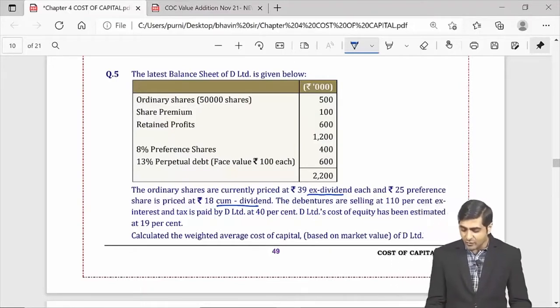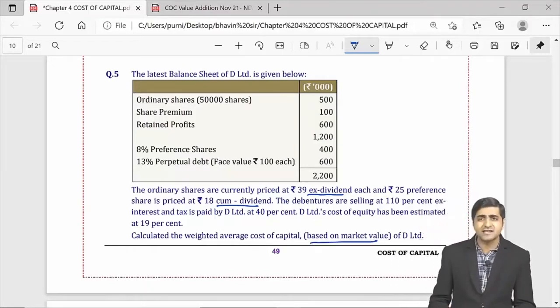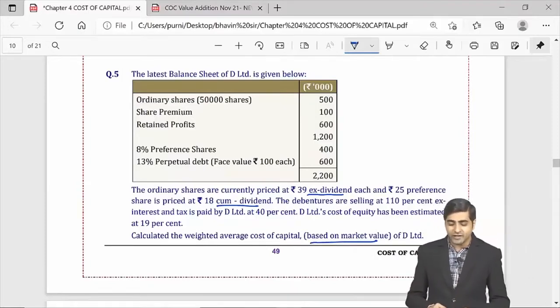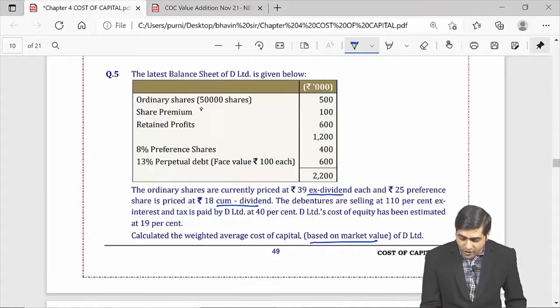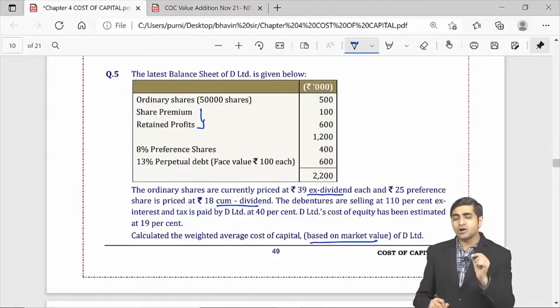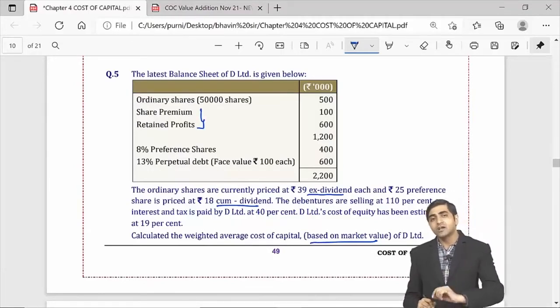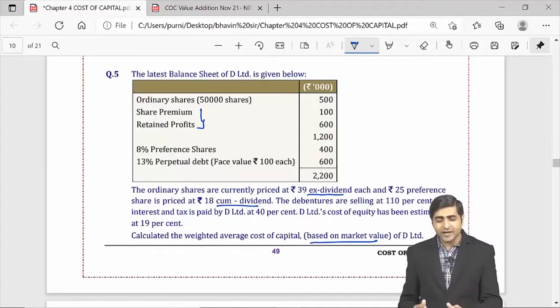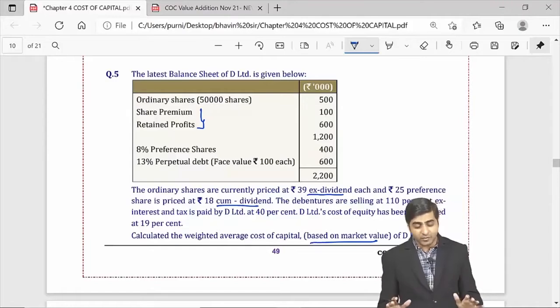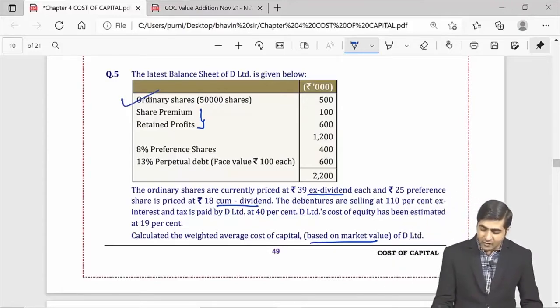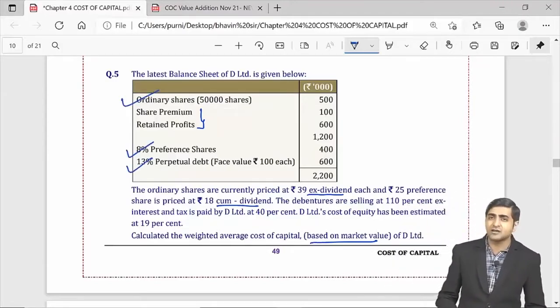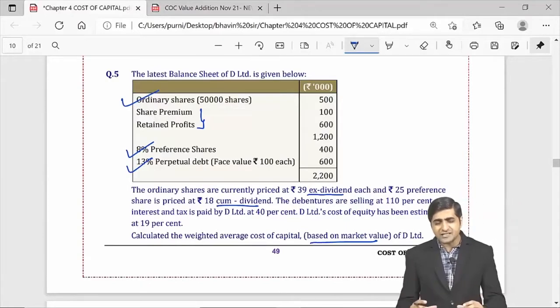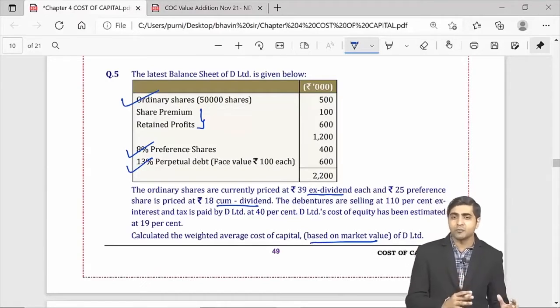And guys, in this particular question also, we are required to calculate WACC on market value weights. Now while considering market value weights, we will definitely be ignoring your reserves and surplus, because your market price of equity share will always be after considering the impact of your reserves and surplus. So that's why share premium, retained profits will not be forming part of it. But yes, equity share capital, 8% preference share and 13% perpetual debt, these three will be forming part of your components.